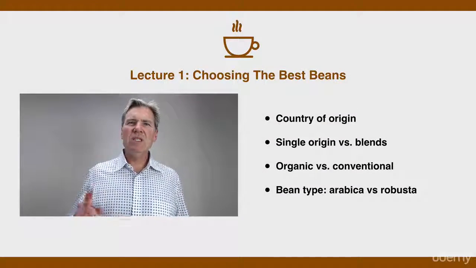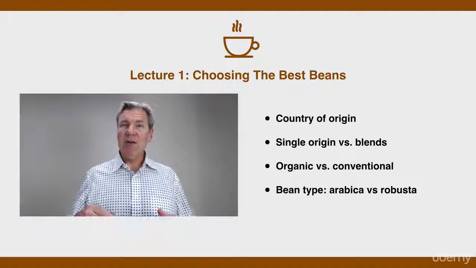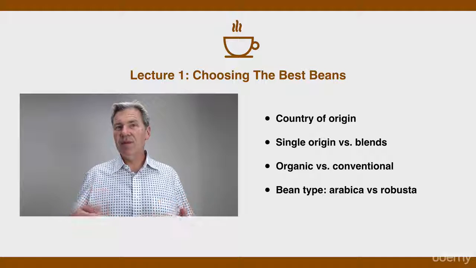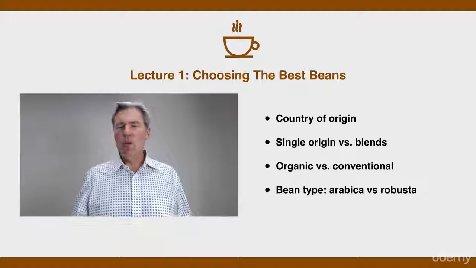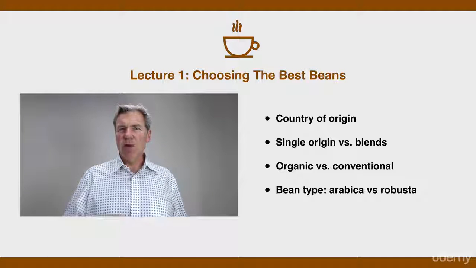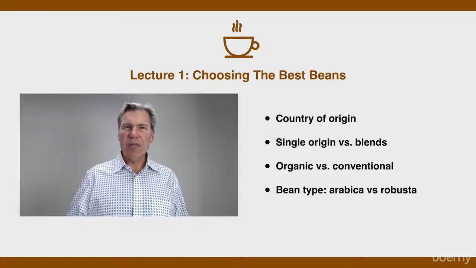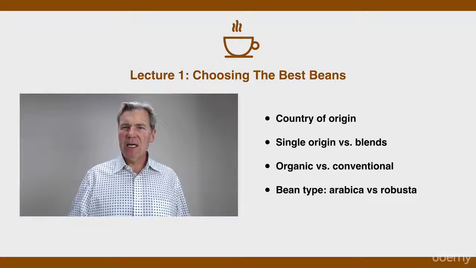Lecture 1, choosing the best beans. We're going to talk about the country of origin and how that has an impact on the flavor and the aroma of beans. We'll compare single origin versus blends. We'll talk about organic beans versus conventional beans. And then finally, we'll talk about bean type, Arabica and Robusta.